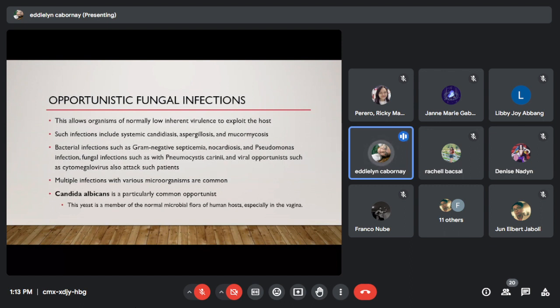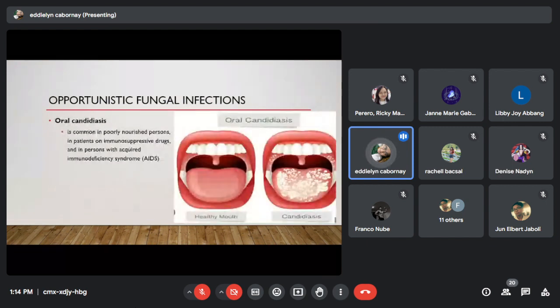Multiple infections with various microorganisms are common. Candida albicans is a particularly common opportunist fungus. This yeast is a member of the normal microbial flora of human hosts, especially in the vagina. So we have oral candidiasis, an infection of the oral cavity caused by Candida albicans. Oral candidiasis is common in poorly nourished persons, in patients on immunosuppressive drugs, and in persons with acquired immunodeficiency syndrome.